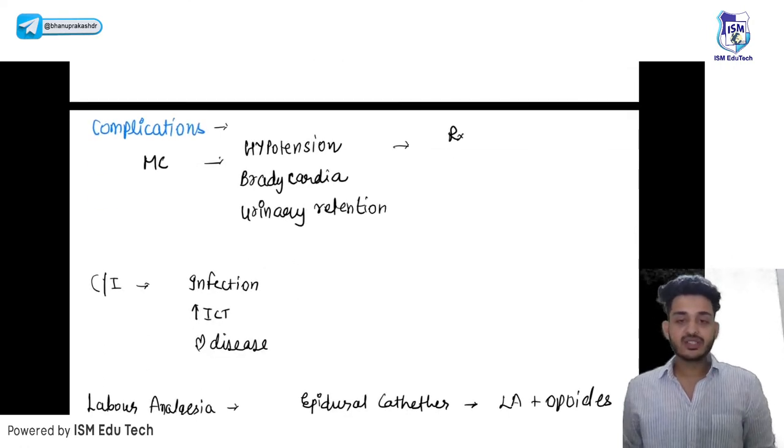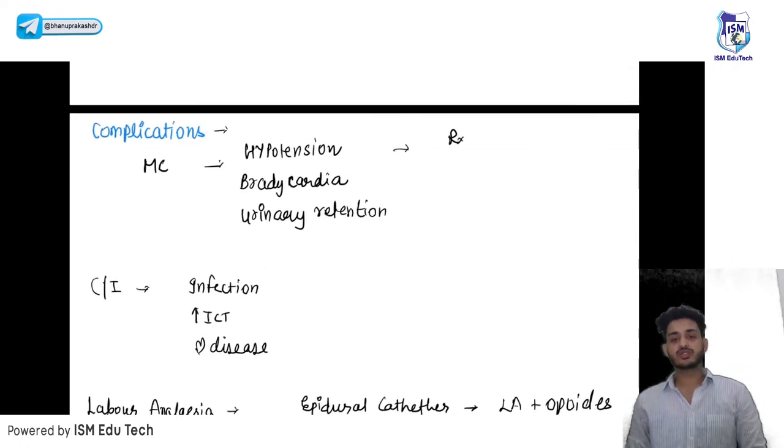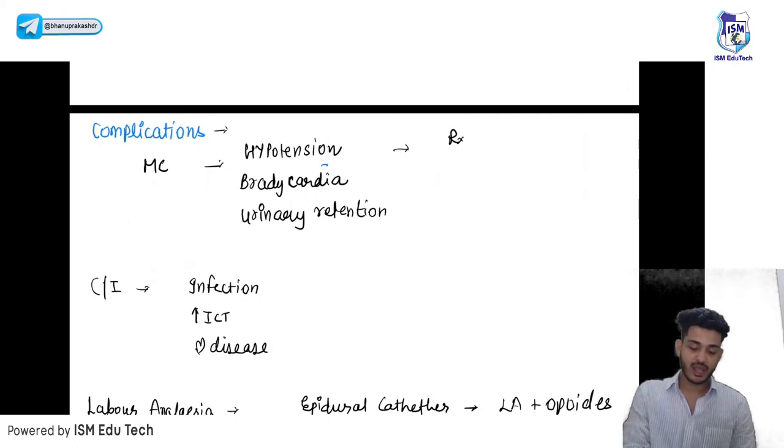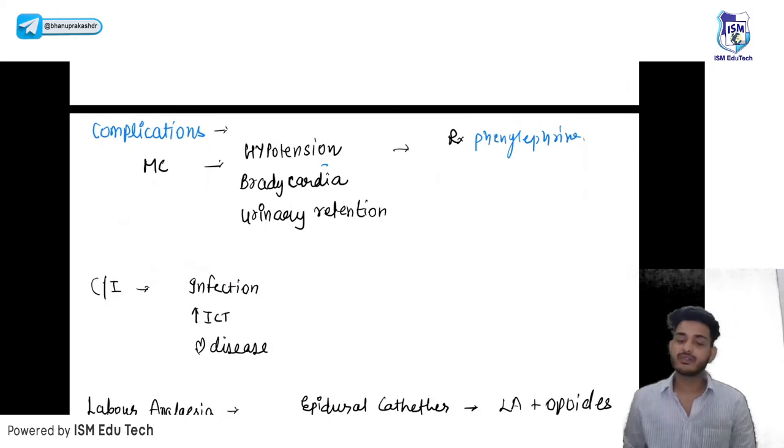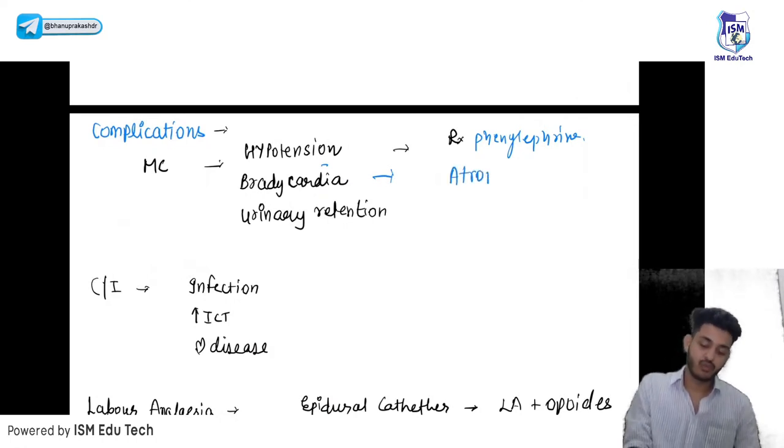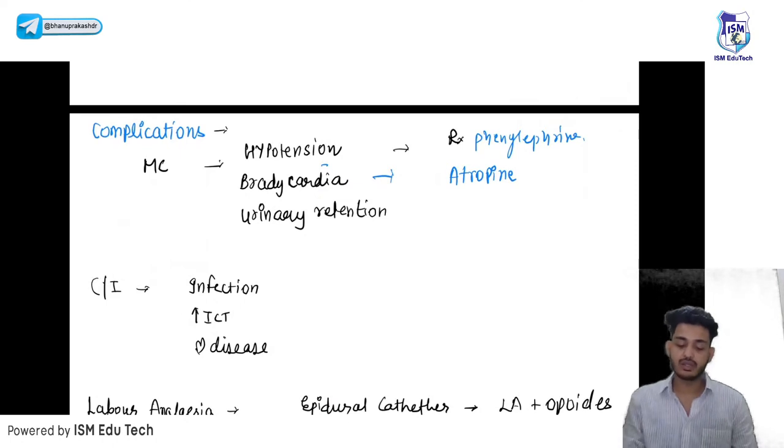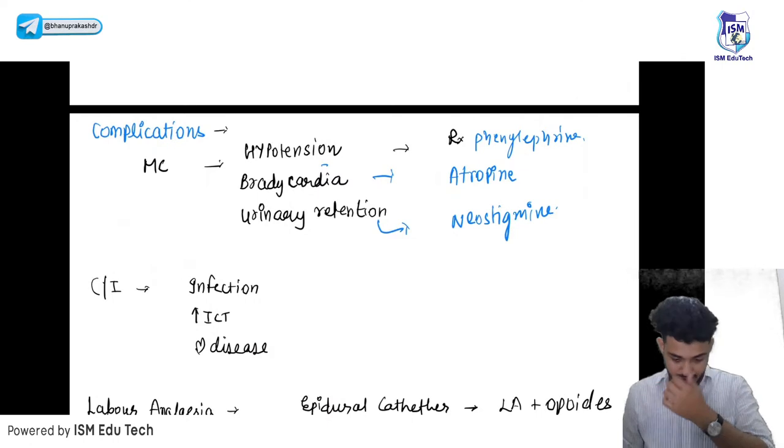So, what are the complications of regional anesthesia? For example, the first thing will be hypotension. If there is bradycardia, a drug of choice, there is urinary retention. So, right?